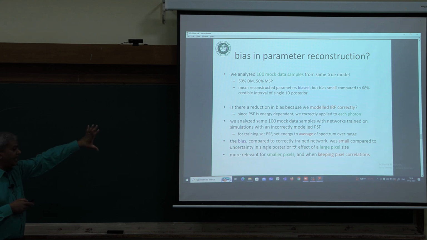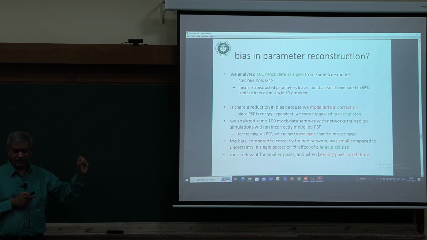Again, you can play the same game in which you use these same 100 mock data samples, generated by correctly modeling the instrument response function, but analyze them with a neural network where I incorrectly modeled the instrument response function. By incorrectly modeling it, I mean I train the neural network where I apply the point spread function not using the true energy of the photon, but just using the average of the pulsar spectrum. So I've trained the neural network as if I didn't have the individual photon information. But then I analyze data where the angular resolution depends on the true energy. And you can see how the bias changes.